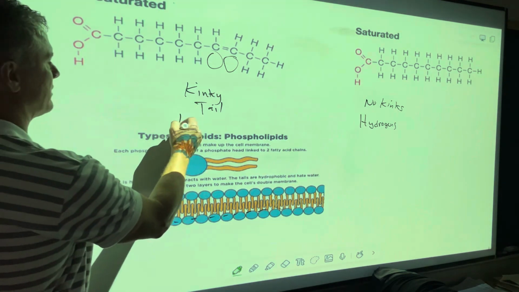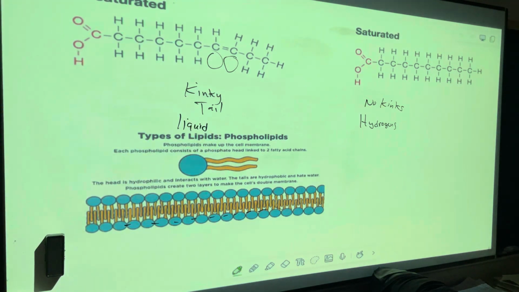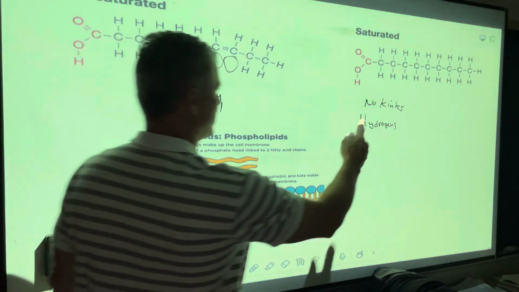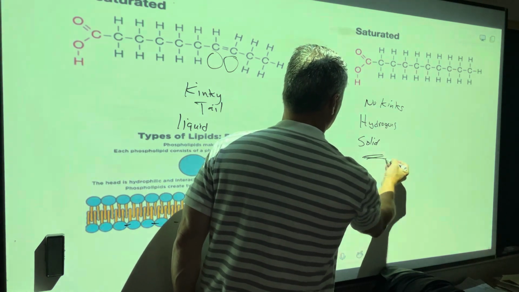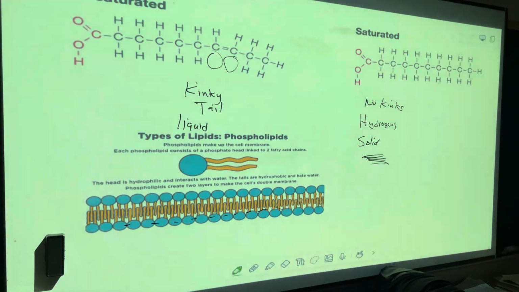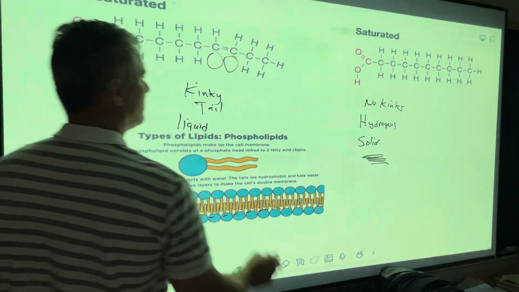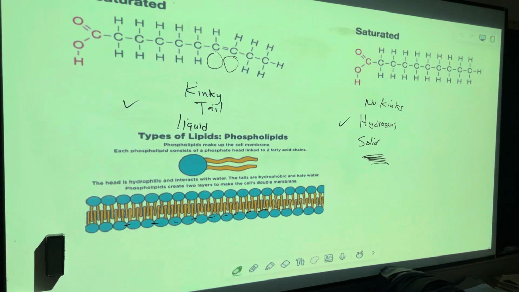This one here is a liquid at room temperature, because those kinky tails won't let it settle into a solid. This one is straight, so it will be a solid at room temperature, like lard, because those tails lay straight on each other. This one is supposed to be good for you. This one is supposed to be bad for you, but I don't know. My grandmother lived to 94, and all she ever cooked with was saturated fat.